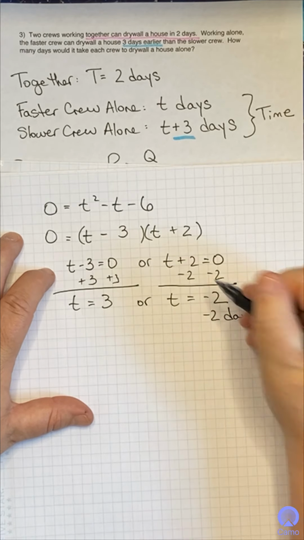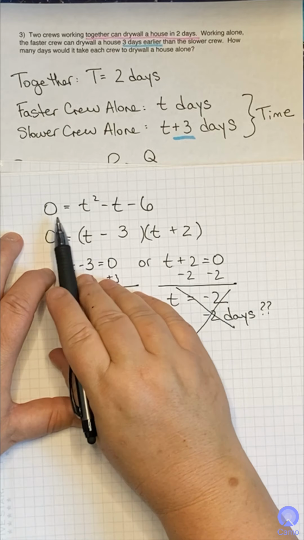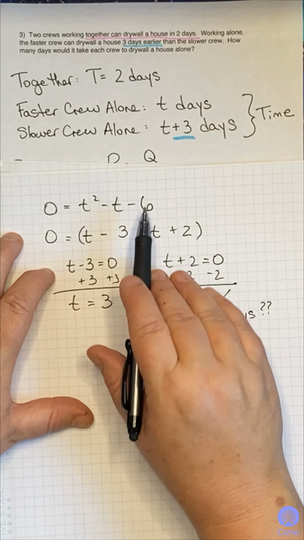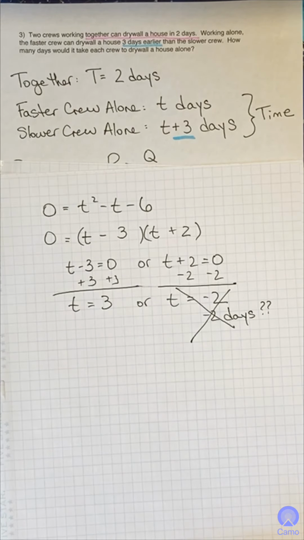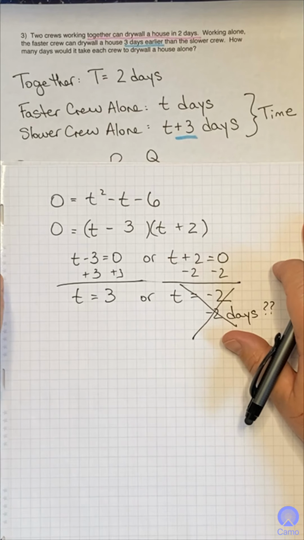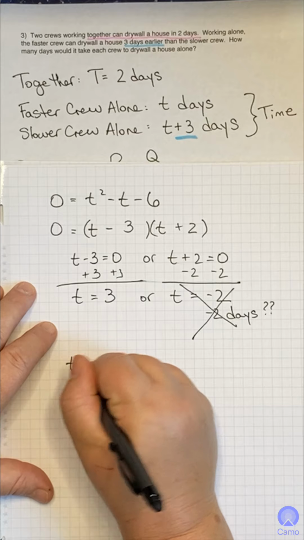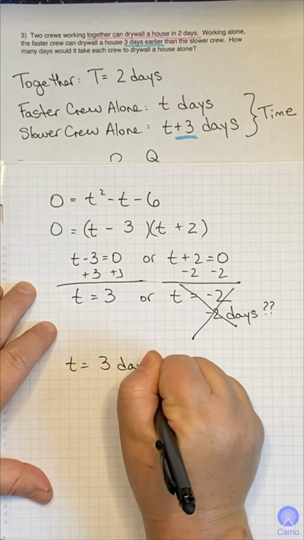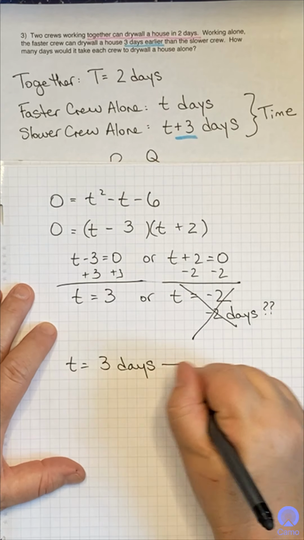Nope. So we say, you know what? That's not possibly an answer. It is a solution to this, which models what's happening, but it doesn't actually make sense in our time and space, right? We don't know what it means for it to have taken 2 days in the past to do it. So what we're going to go with is T equals 3 days, which is, we look up here, the faster crew.